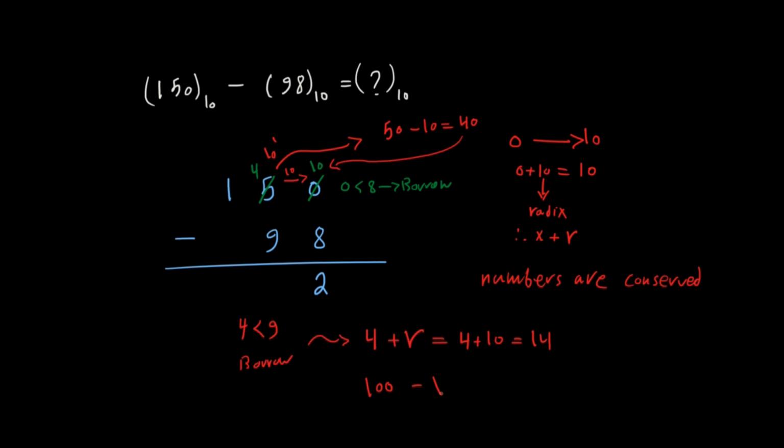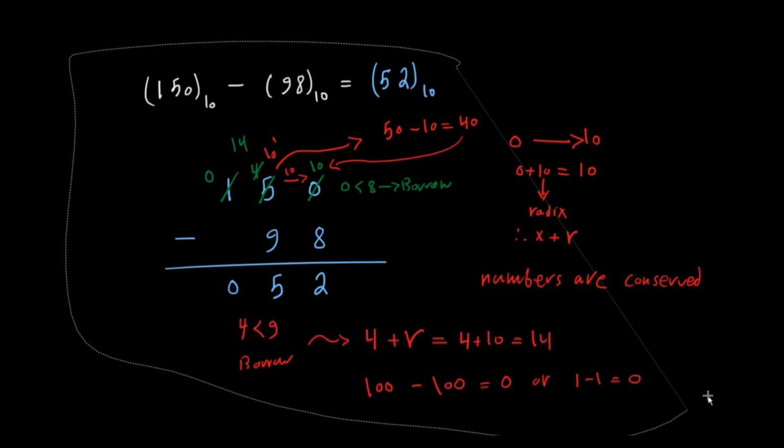So we have 100 minus 100 equals 0, or 1 minus 1 equals 0 for short. 14 minus 9 equals 5, and 0 minus 0 equals 0. So 150 minus 98 equals 52 in decimal.